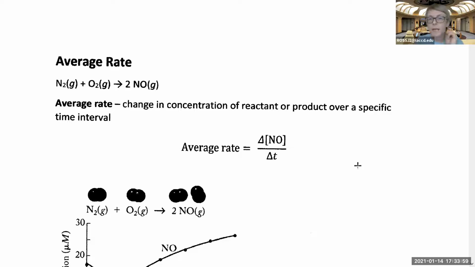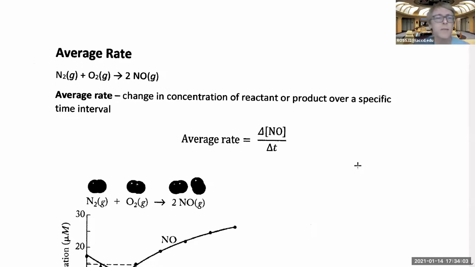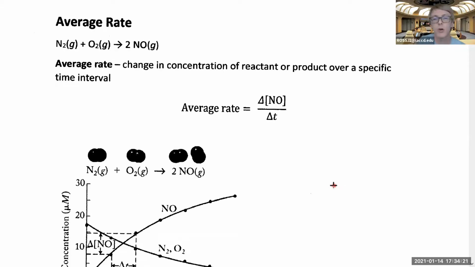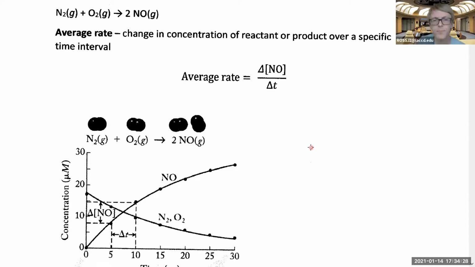Okay, let's have a look now at average rate. So average rate, if we take this example reaction, nitrogen gas and oxygen gas to give nitrogen monoxide gas, the average rate is just going to be the change in concentration on average per given amount of time. You can look at the average rate over a short amount of time or a long amount of time, but it's just the change in concentration per unit time.